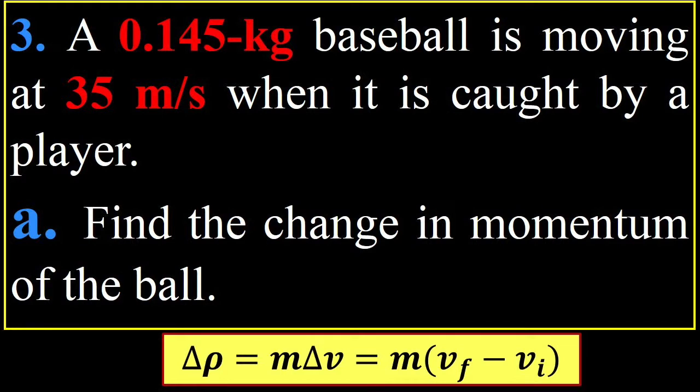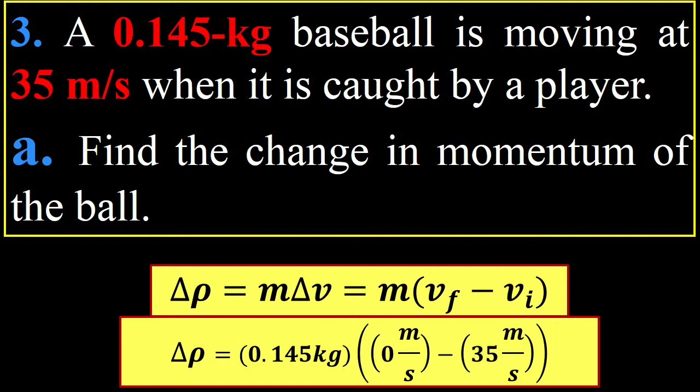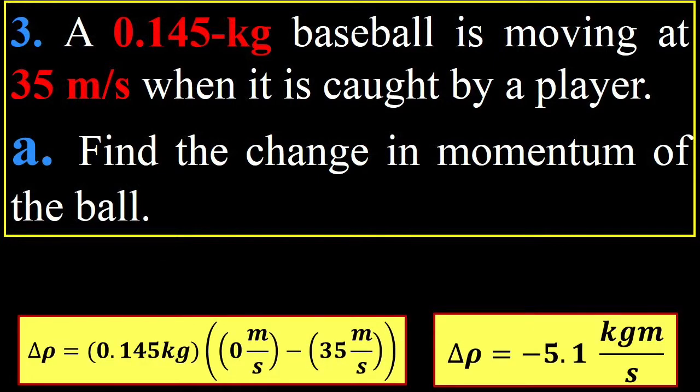So it's going to be a negative momentum. That's very important if you want to calculate forces involved. If you have a negative change in momentum, then the impulse is going to be negative and the forces involved will be negative. So it's going to be 0.145 times negative 35, because 0 minus 35 is negative 35. So 0.145 times negative 35 is going to be negative 5.1 kilogram meters per second.